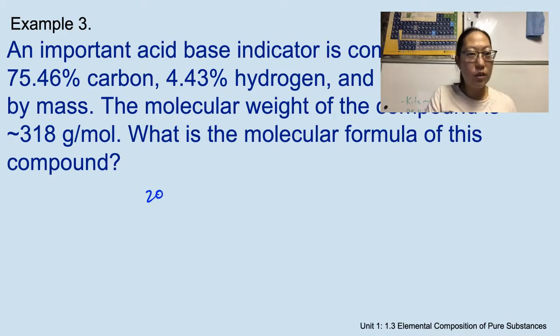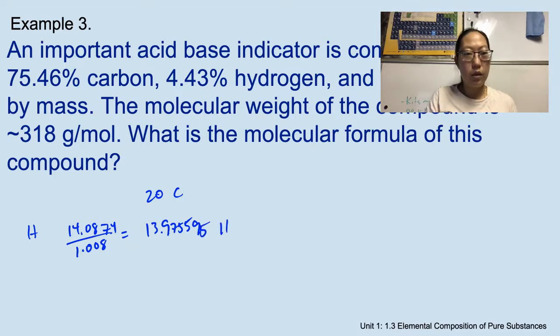We knew that we had 20 carbons. And then the hydrogen, we were in the midst of taking 14.0874 and dividing this by 1.008. And I'm getting 13.975595, and so on. This is the number of hydrogens. So this is going to be 14 hydrogens. And then my oxygen, 0.2010 times 318 grams per mole.